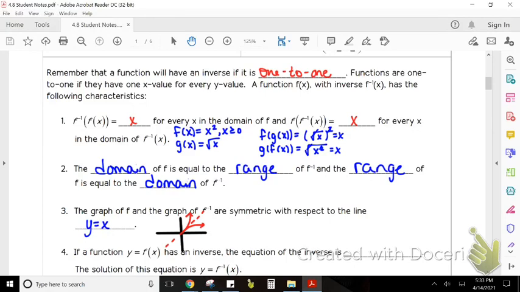And then number 4 says if a function y equals f of x has an inverse, then the equation of the inverse is x equals f of y. The solution to this equation then is y equals the inverse of f of x. The big thing they're trying to show right there is just remember, x and y switch every time with inverses.